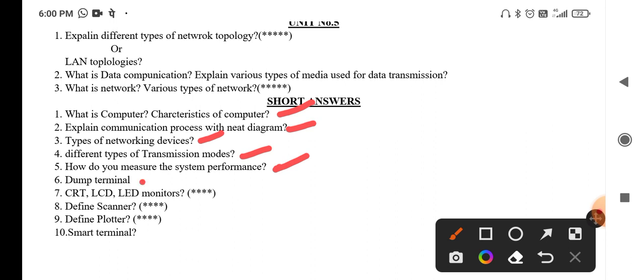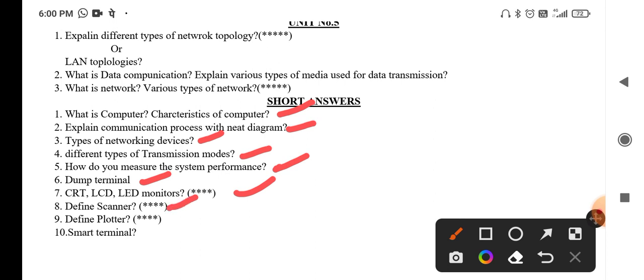Next you have to write about the dumb terminal, and one more question that is CRT, LCD and LED. You have to write all these definitions. What is the meaning of CRT, what is the meaning of LCD and LED? CRT is cathode ray tube, LCD is liquid crystal display, and LED is light emitting diode. So all these, only definitions are important.